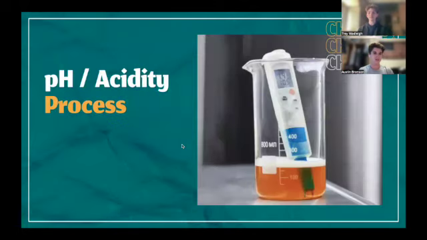So next we have the pH acidity process. During the brewing process, one of the most critical steps is the mashing process. This is where grains are soaked in hot water, and the goal of this process is to break down the starches into sugars. This, however, only works well if the pH stays between 5.2 and 5.6, which is slightly acidic. This matters because enzymes like amylase, which is the driver for sugar conversion, are extremely pH sensitive. If the pH is too high or too low, this process will not work properly.